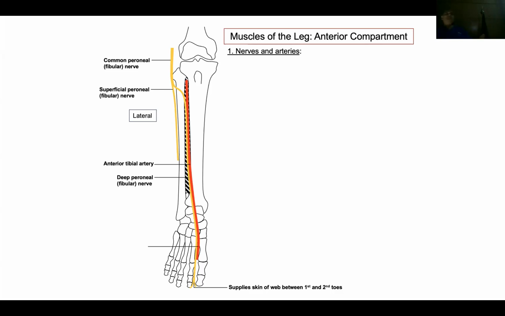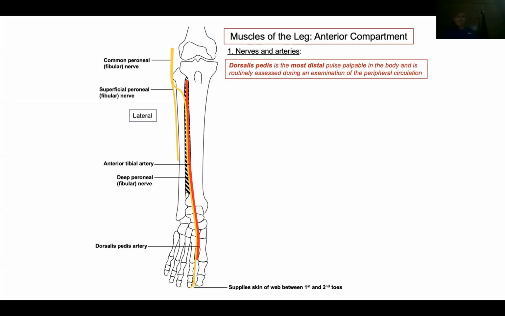If dorsalis pedis is fine, anterior tibial is fine. Popliteal is fine. Femoral is fine. External iliac is fine. Common iliac is fine. Aorta is fine. Left ventricle is fine. Right? So this is how the journey goes. And this simple pulsation tells me all. I'm connected backwards. This is the dorsalis pedis artery.